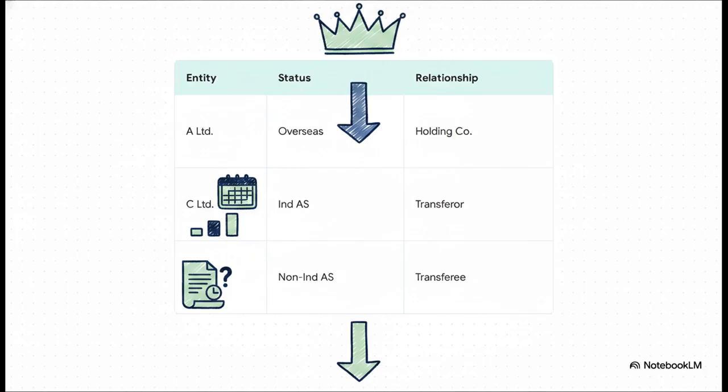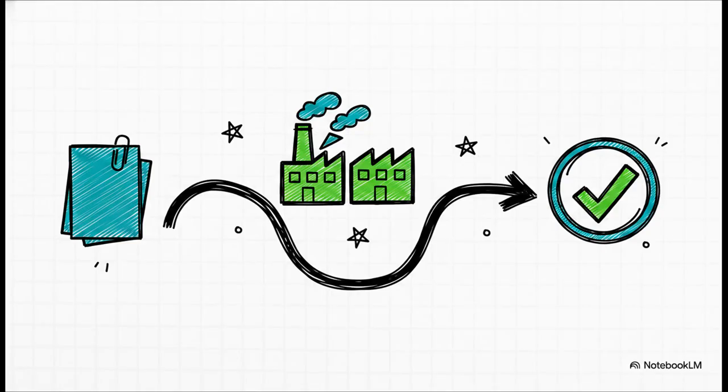Finally, we have E Limited. They're a newly incorporated company as of April 1st, 2018. They are non-Ind AS compliant, and they're sitting in the seat of the transferee, the acquiring company. The entire dilemma really centers around this specific timeline.